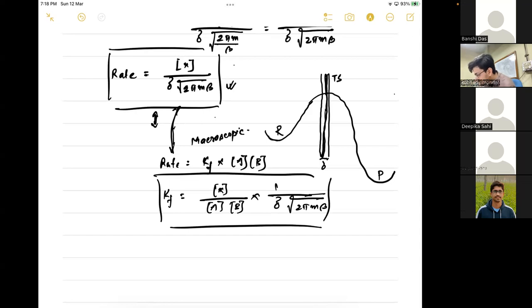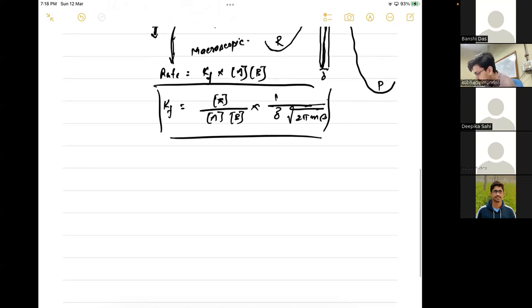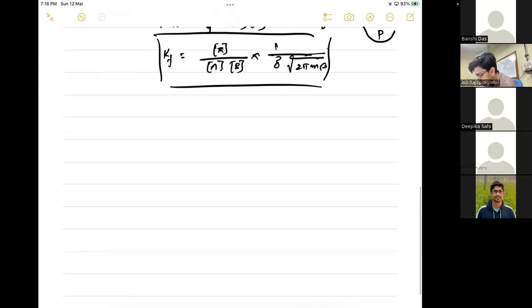Now look at this expression. We don't know accurately what delta is. We are just assuming a region delta. We don't know anything about delta. We don't know what the activated complex looks like, or its mass, etc. So there are many unknown quantities in this expression. But ultimately, again, now at this stage, okay, let me just draw.